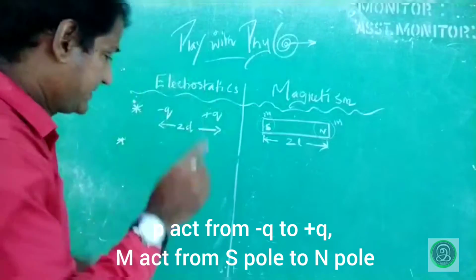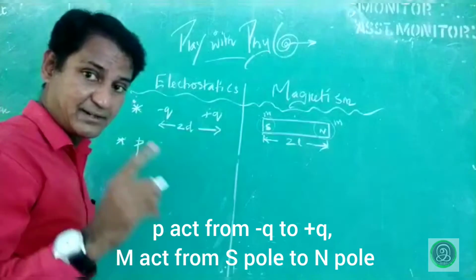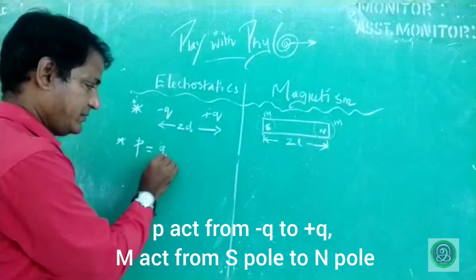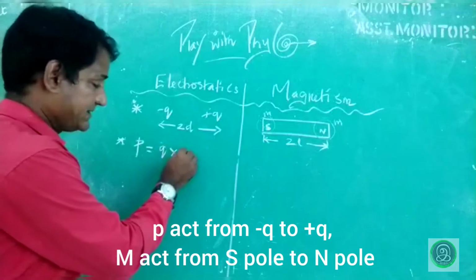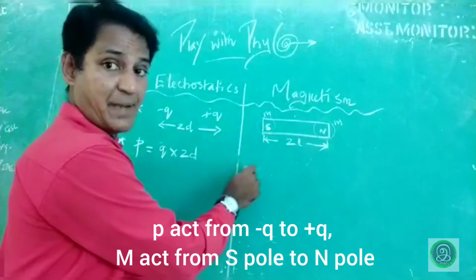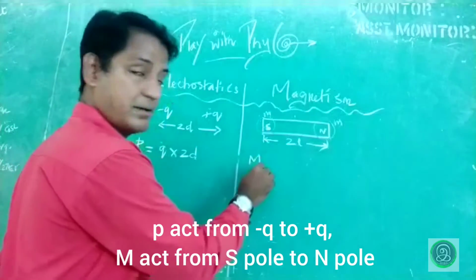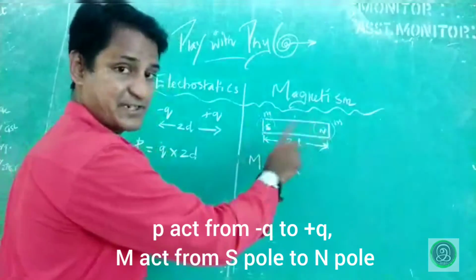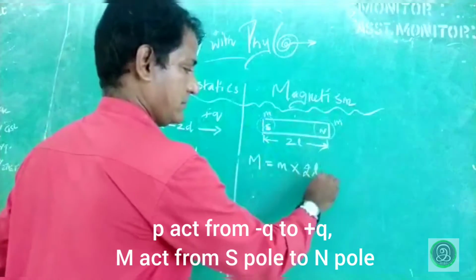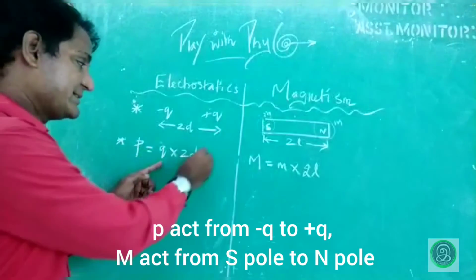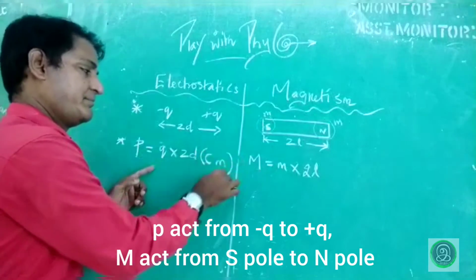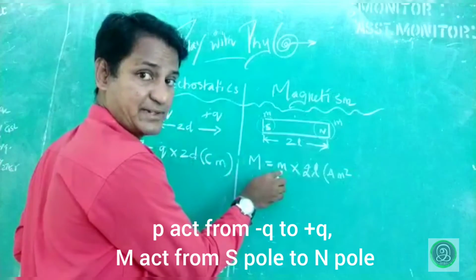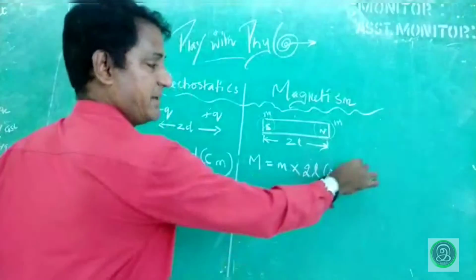Electric dipole moment. Small p is called the electric dipole moment, which is nothing but any one of the charges q into the distance between the two charges. Here, magnetic dipole moment, capital M, is any one of the pole strengths into the distance between the two poles. Here the unit is coulomb meter. Here the unit is ampere meter squared, because the unit of pole strength is ampere meter, into meter. So ampere meter squared.